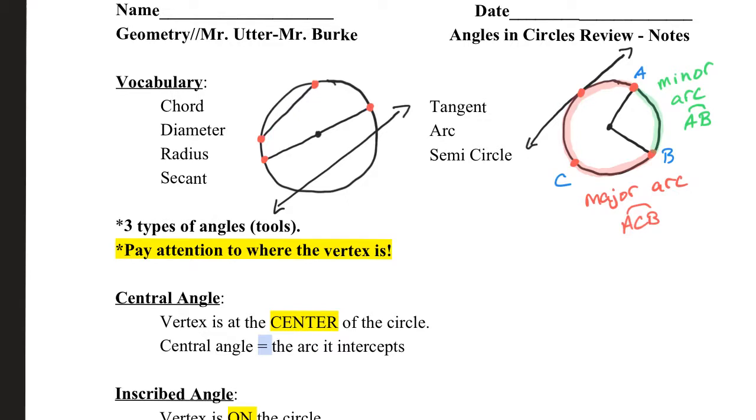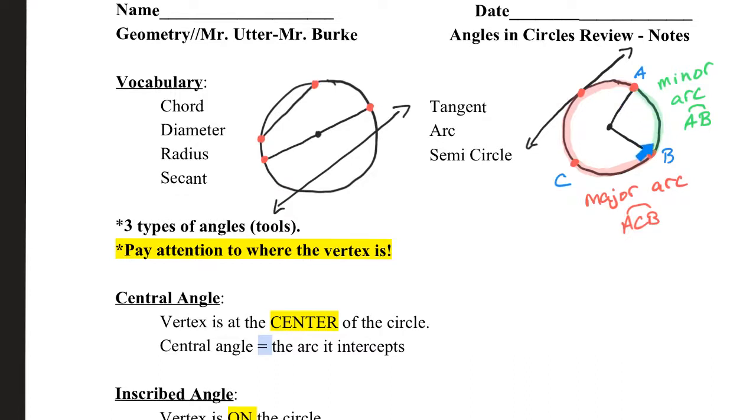Okay, so let's move over here to the right-hand side. We get a tangent, that's this guy right here. A tangent is another line, not a line segment, that just touches the circle at one point. And then we have an arc over here.